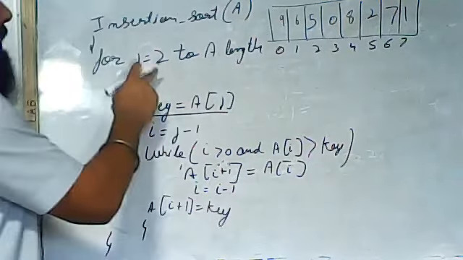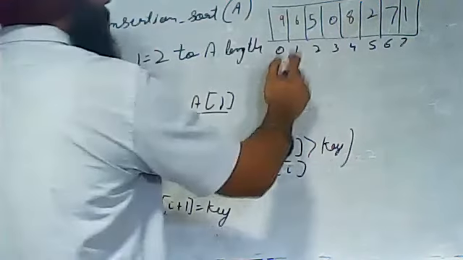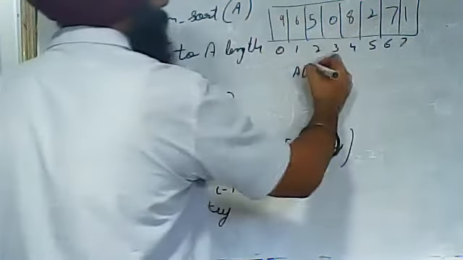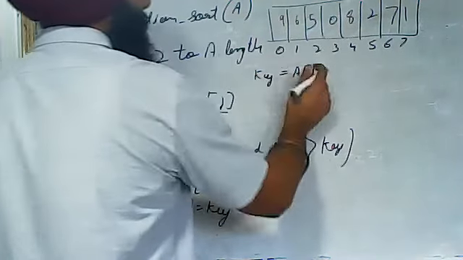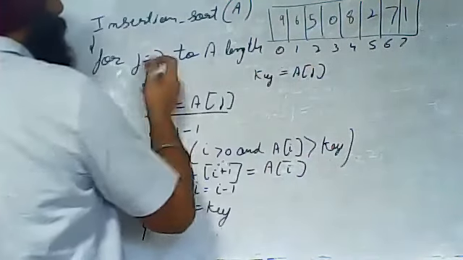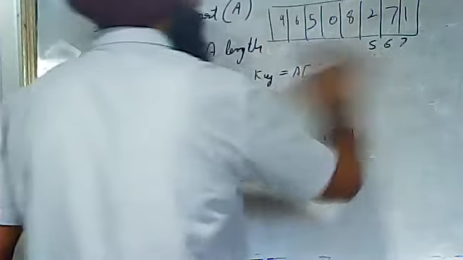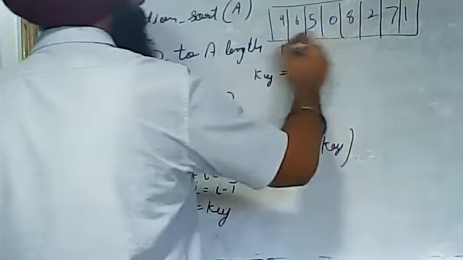What is A of j? J's value is 2 in this case. A of j, that is its value is 2 if we start it from 1. So let us start it from 1.